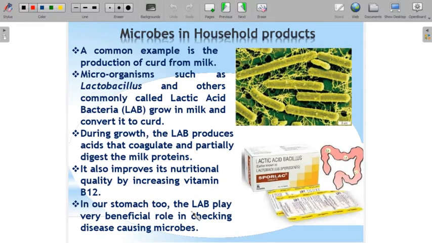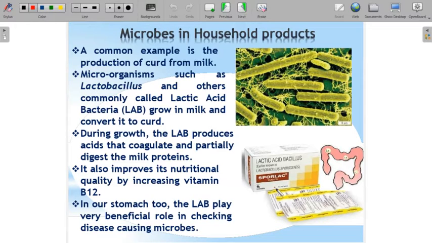So we have a lot of Lactobacillus, called Lactobacillus bulgaricus, Lactobacillus thermophilus, Lactobacillus delbrueckii. All these names are not there in your book very clearly, so the common name for these microbes is lactic acid bacteria. If you have some stomach issues with respect to the microbial flora concentration, we give lactic acid bacillus as a tablet, under the trade name Sporlac, to check the disease-causing microbes in your gut.